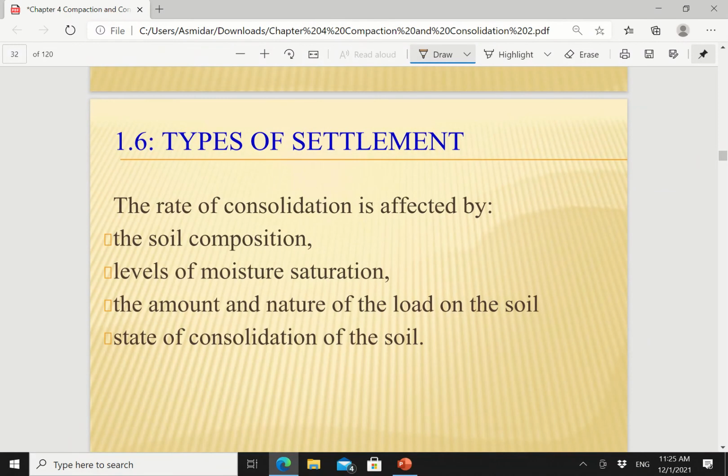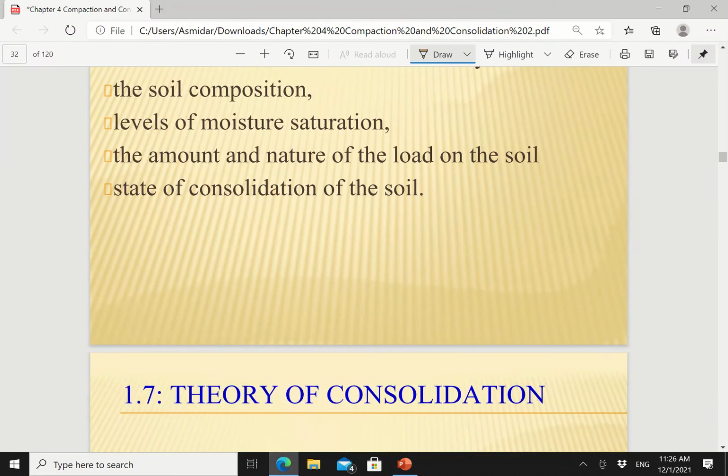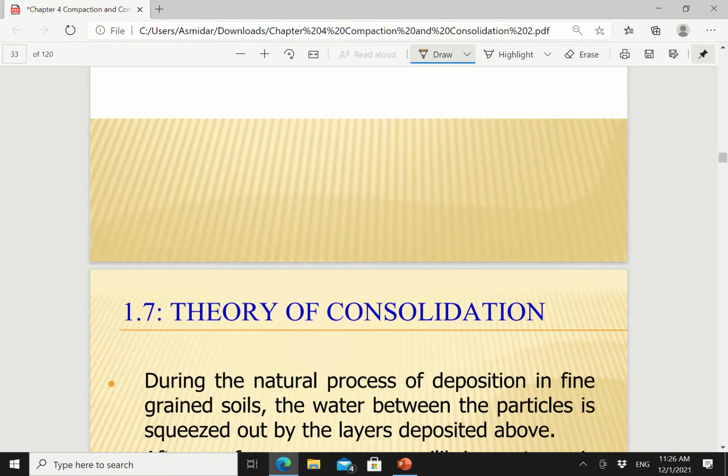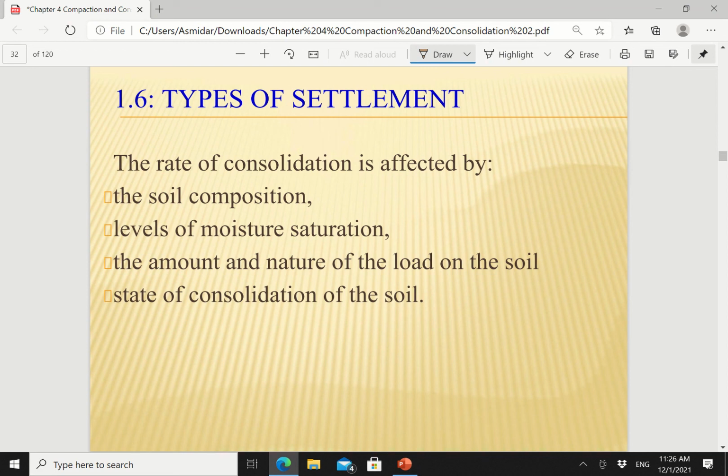So for types of settlement, the rate of consolidation is affected by the soil composition, level of moisture, saturation, the amount and nature of the load on the soil, and then the state of consolidation of the soil. So that is under the description of type of settlement.